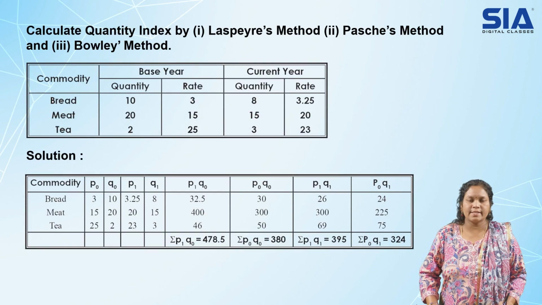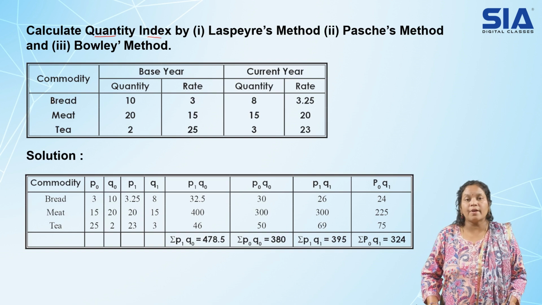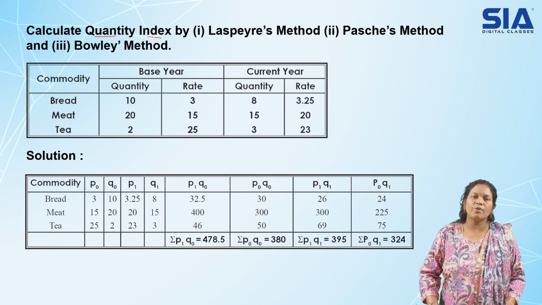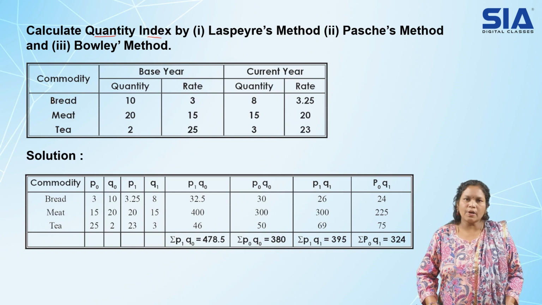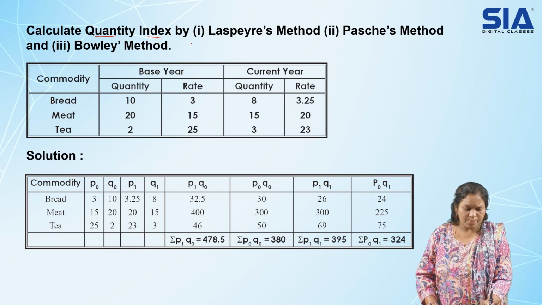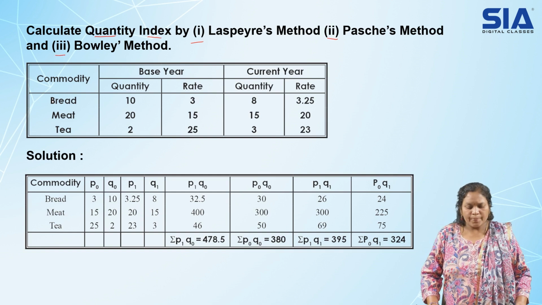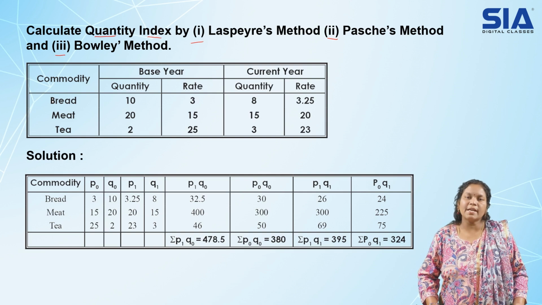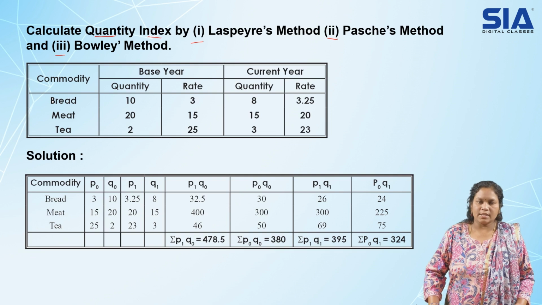Here is an example we have. Calculate quantity index number. The word quantity appears here. If you don't have any quantity word, we can simply go for price indices. But here they have particularly asked us to do it for quantity indices. So let us do the quantity index by last year's method and past year's method as well as Bowley's method. These three methods we have to do. These three methods we already discussed in price index numbers. In the same way we have to do them for quantity index numbers also.